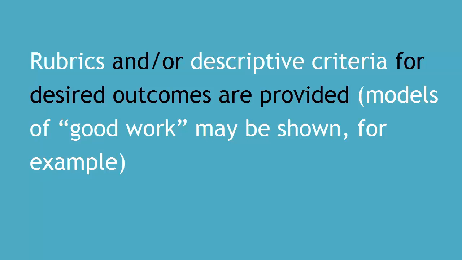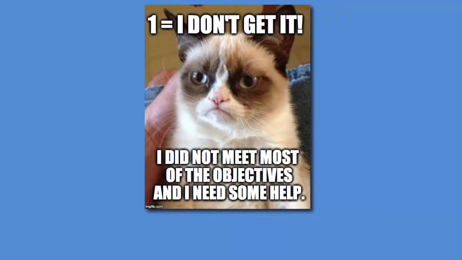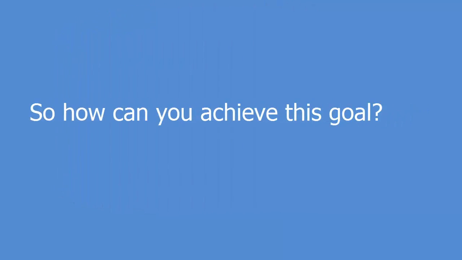This brings us to the third bullet point. Rubrics and/or descriptive criteria for desired outcomes are provided. Models of good work may be shown, for example. As the old expression goes, a picture is worth 1,000 words, and in the case of providing students with information to help them to do their best possible job completing assessment activities, you could paraphrase this to, an example is worth 1,000 emails. So, how can you achieve this goal?